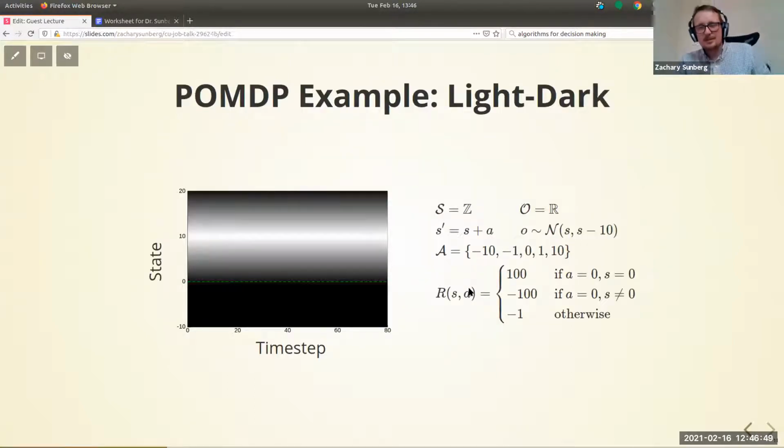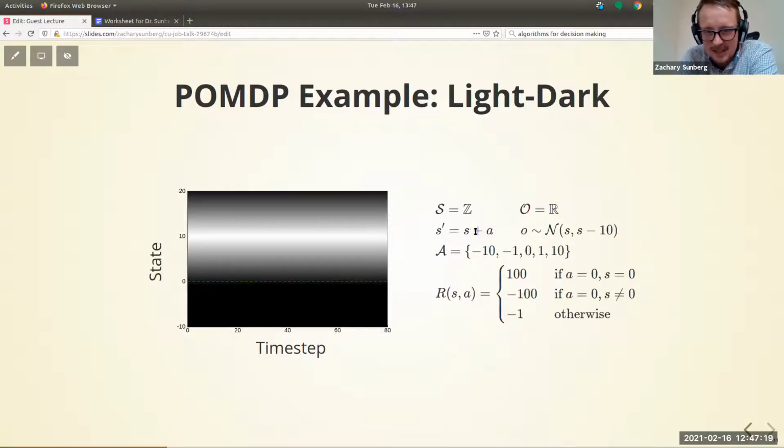So here's an example. This is a one-dimensional light-dark problem. There are all kinds of different light-dark problems that people in the POMDP community talk about. But this actually is kind of a safety-conscious problem. Here, the state space is Z, the set of integers, all the way from -infinity to +infinity. So you can be in any one of those states.